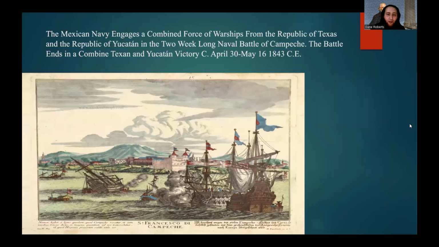Also, between April 30th and May 16th, 1843 CE, the Mexican Navy would engage a combined force of warships from the Republic of Texas and the Republic of Yucatan in the 2-week-long naval battle of Campeche. The battle would end with a combined Texan and Yucatan victory.